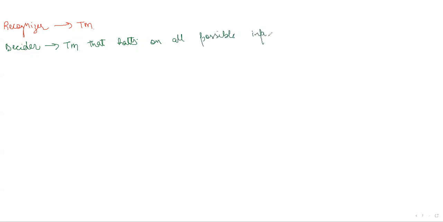Okay, so let me write a decider here. What is a recognizer? A recognizer is a Turing machine, any Turing machine. And what is a decider? A decider is a Turing machine that halts on all possible inputs. So you can say that a decider is a subset of a recognizer. And the language of a decider is called a decidable language.